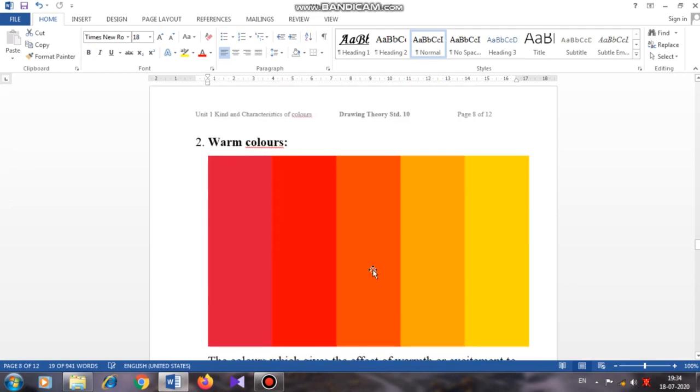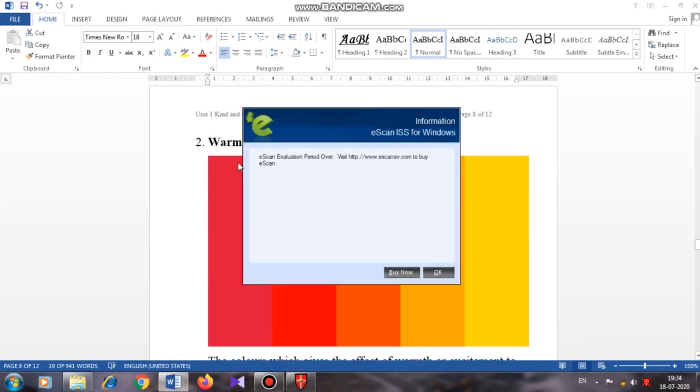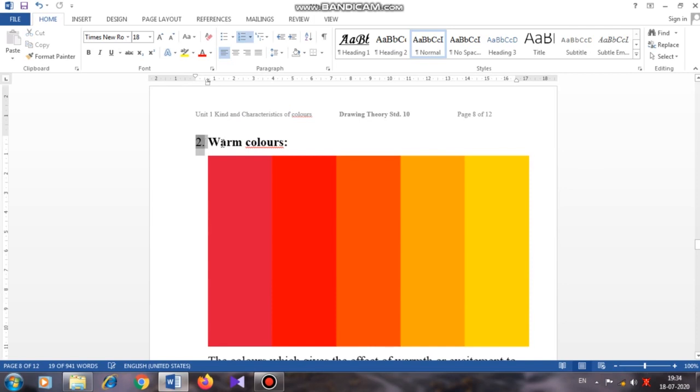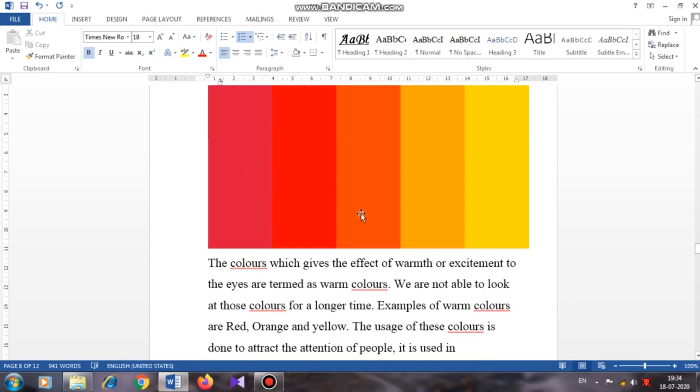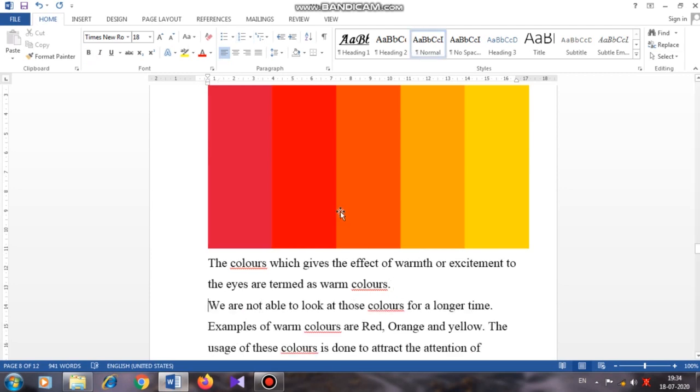Now we come to the third type of color scheme, and that is the warm color scheme. If you have a look at these colors, red and orange and yellow, they give the effect of warmth or excitement to the eyes, and that is why they are termed as warm colors. Here what could be asked in the MCQ? The colors which give the effect of warmth and excitement are termed as warm colors. This should be asked.